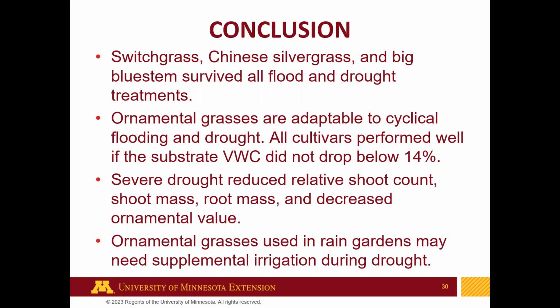Of course, severe drought, which was at 7% treatment, reduced the relative shoot count, shoot mass, root mass, as well as decreased ornamental value. And the study also shows that ornamental grasses that are used in rain gardens at times of drought may need supplemental irrigation just to help them keep growing and to maintain their aesthetic appeal.